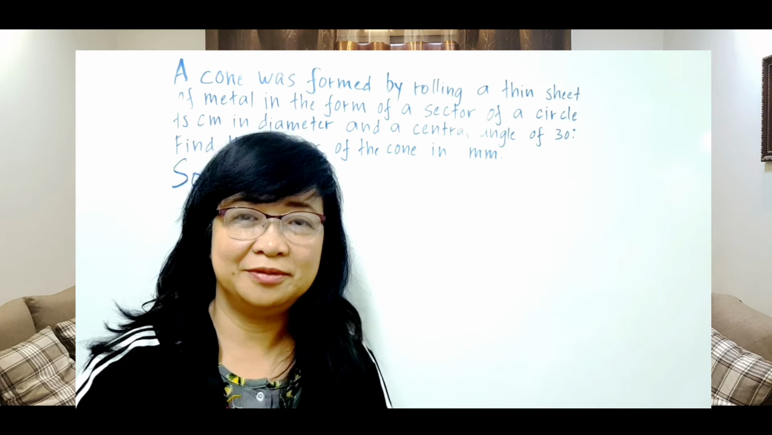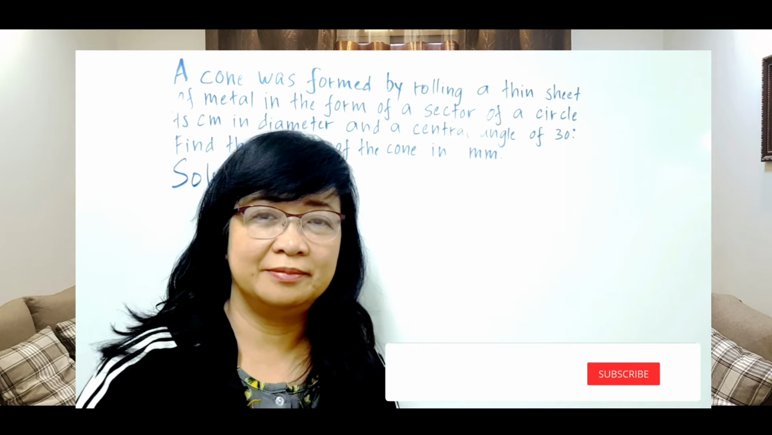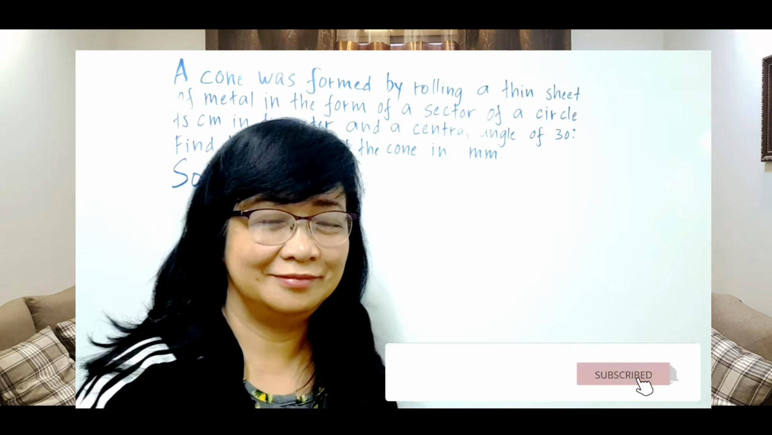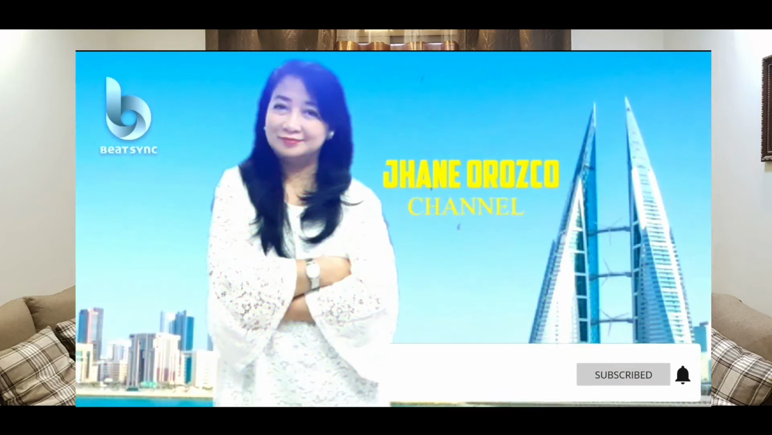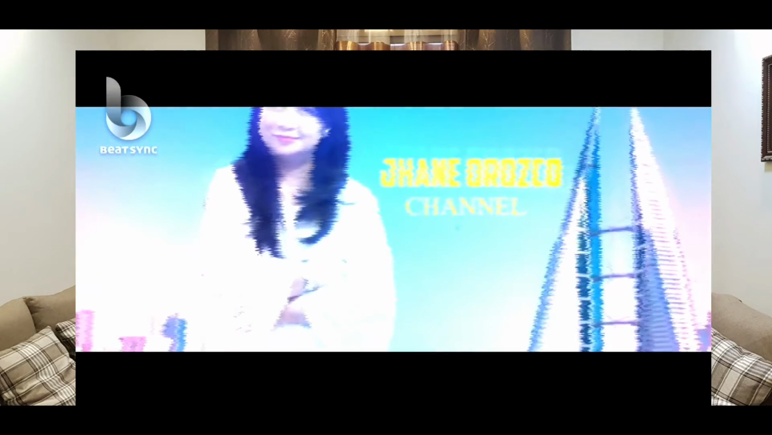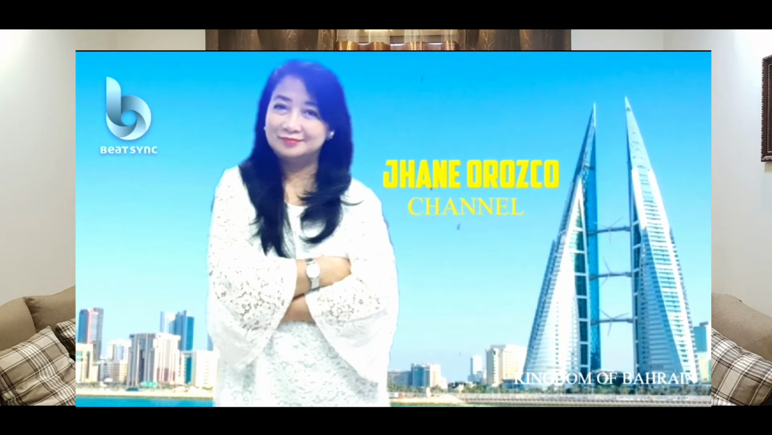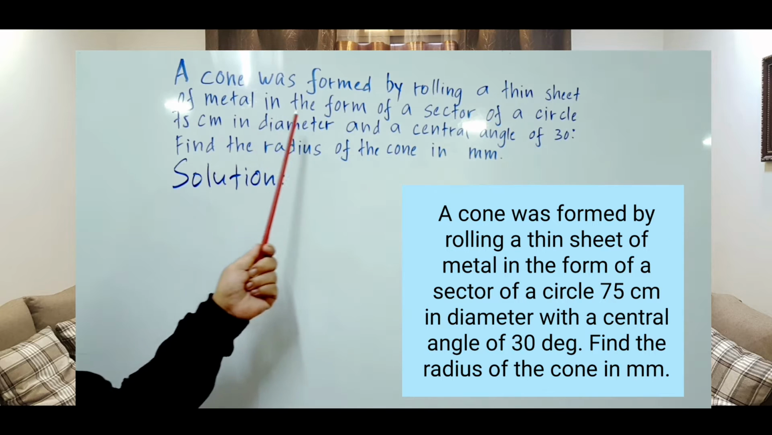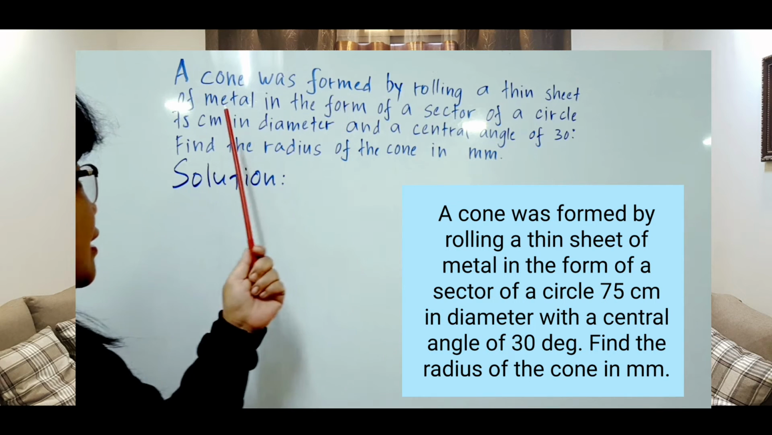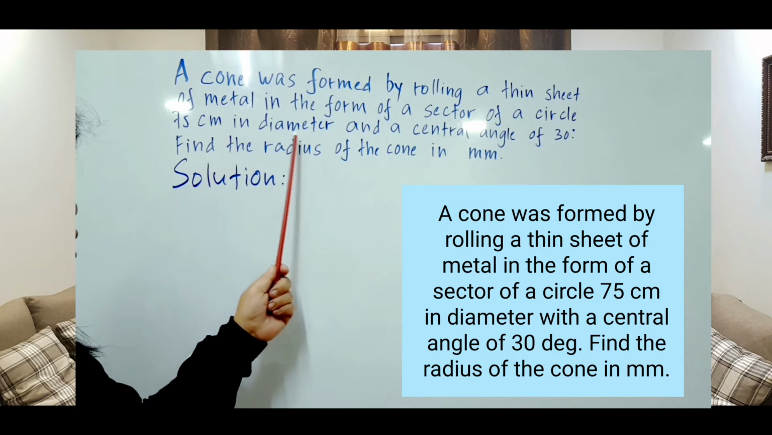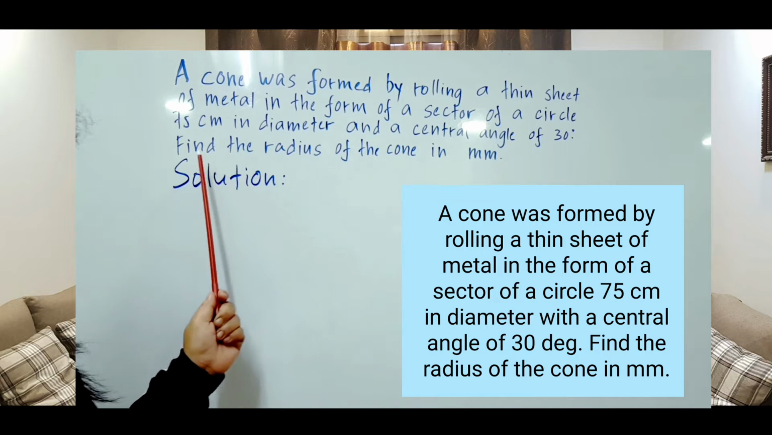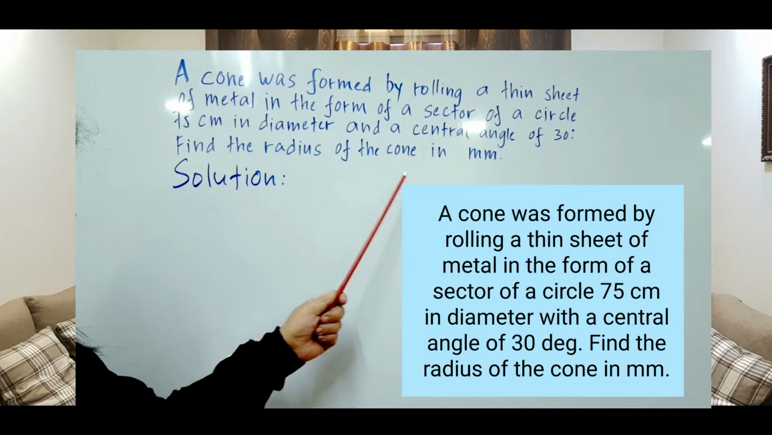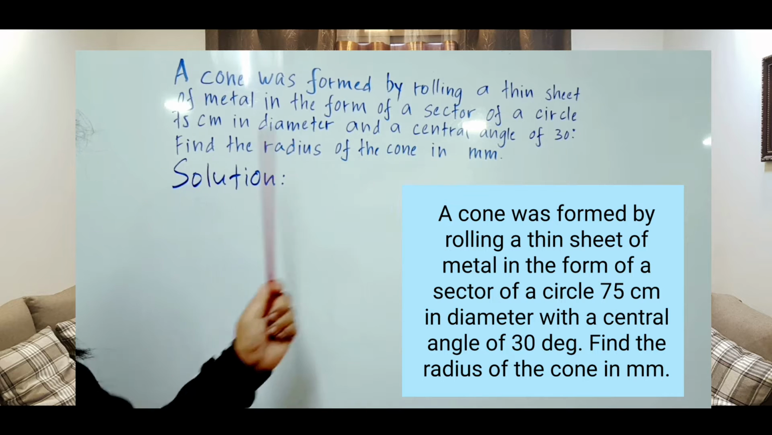In today's video, it's about a conical shape and also a cylindrical shape. A cone was formed by rolling a thin sheet of metal in the form of a sector of a circle, 75 cm in diameter and a central angle of 30 degrees. Find the radius of the cone in millimeter.